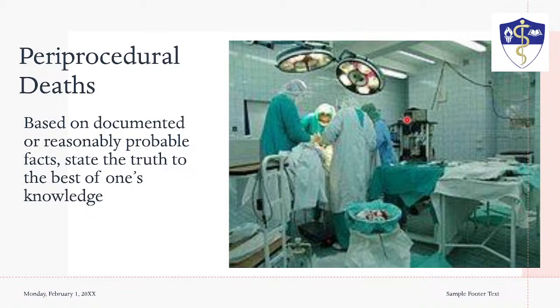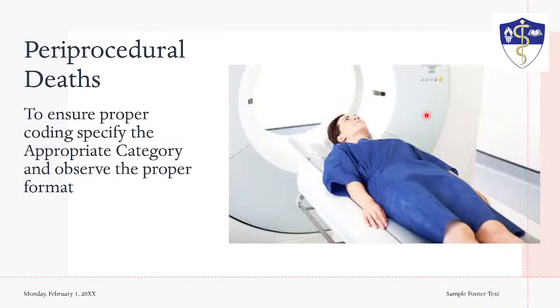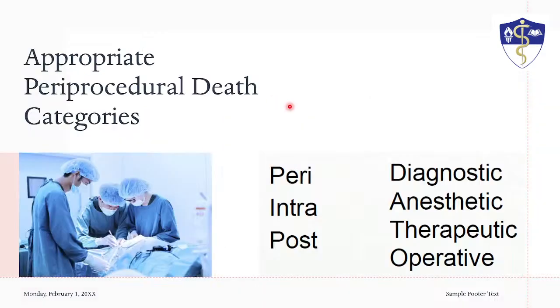Okay, so based on documented or reasonably probable facts, state the truth to the best of one's knowledge. You can be called upon to stand by what you write on the death certificate when there are litigations. So for peri-procedural deaths, to ensure proper coding, specify the appropriate category and observe the proper format. So, appropriate peri-procedural death categories: it can happen in or around a diagnostic, an anesthetic, or a therapeutic or operative procedure. It can happen intra, during the therapy or procedure, or post, after.